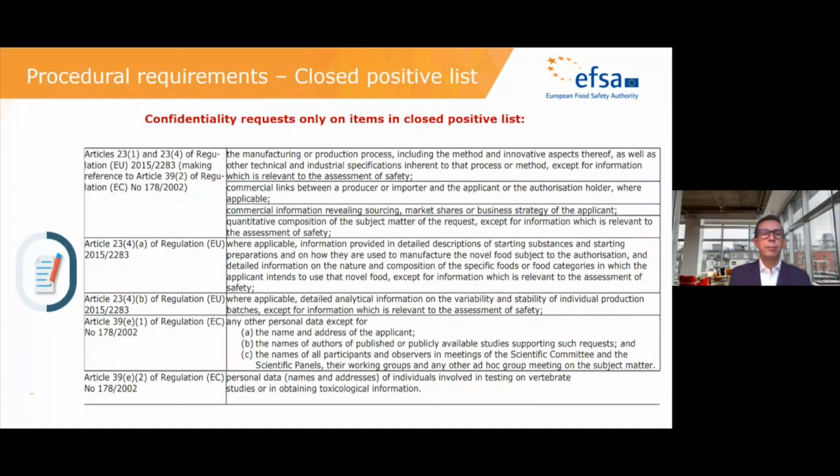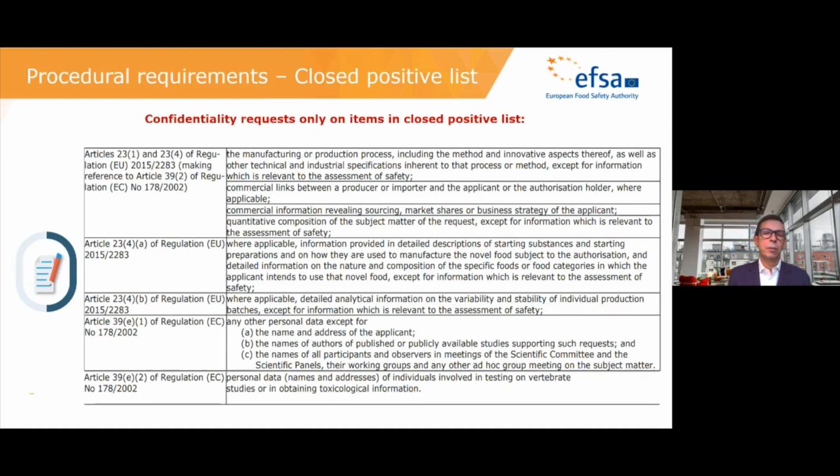As I was anticipating before, the confidentiality request may be successfully submitted only on items that are present in the closed positive list set out in Article 23 of the Novel Foods Regulation. Article 23 in turn refers also to items set out in Article 39, paragraph 2 of the General Food Law, and you can see them listed on this slide just for ease of reference. Obviously, this material does not replace the applicable provisions.